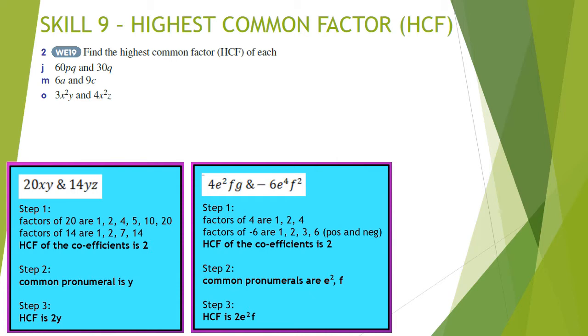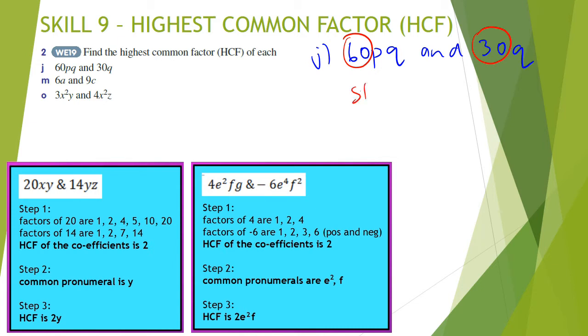Highest common factor gets a little bit trickier when there are letters and numbers involved. So we follow the same steps. We look at question J. We've got 60PQ and 30Q. Now the numbers here aren't too hard, but it's the letters we need to think about as well. So step 1, let's find the highest common factor of the numbers. So 60 and 30. Well, 30 goes into 60, so that's going to be the answer straight away.